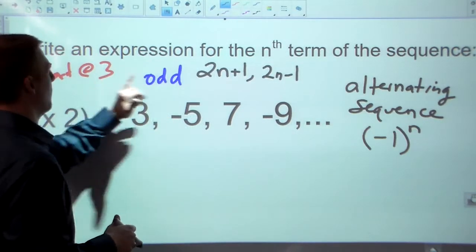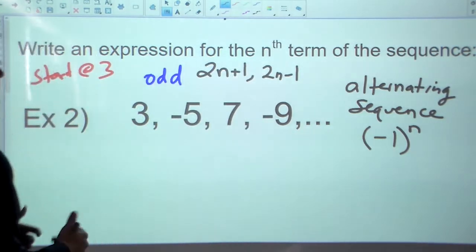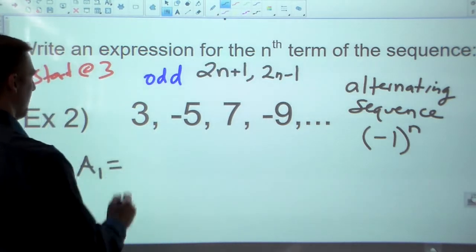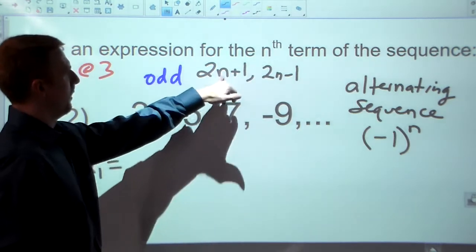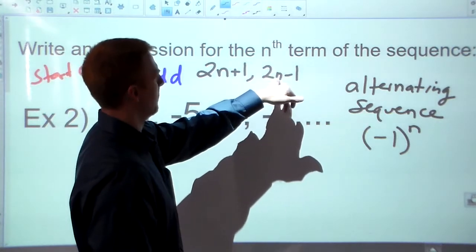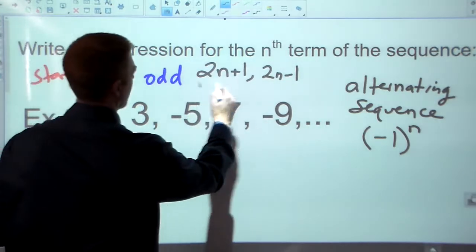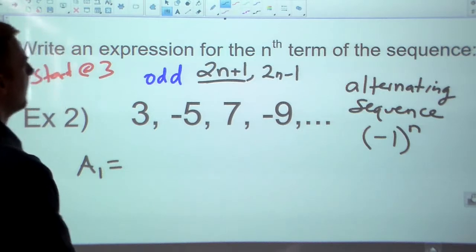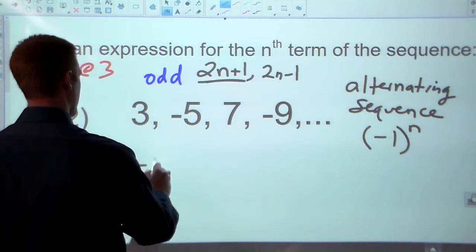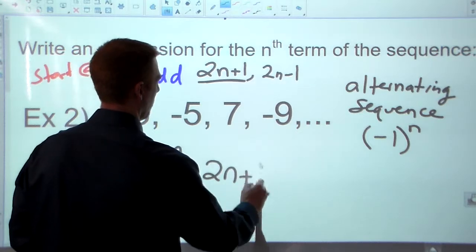But really, depending on where you want to start, that helps you figure out which one of these to use. So kind of looking ahead, if I want n to be the first number I plug in, I want to say a sub 1. Well, if I put in 1 here, 2 times 1 plus 1 is 3. If I put in 1 here, it's going to be 2 times 1, which is 2, minus 1, so 1. So if I want this thing to start at 3, probably want to go with this definition for an odd number. So I want it to alternate. I want it to have odd numbers in it. So I'm feeling pretty good about -1 to the n times 2n plus 1.